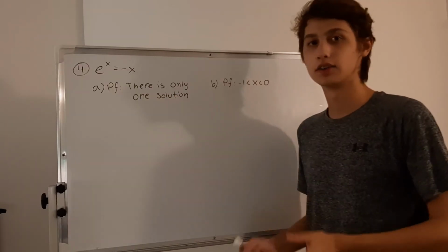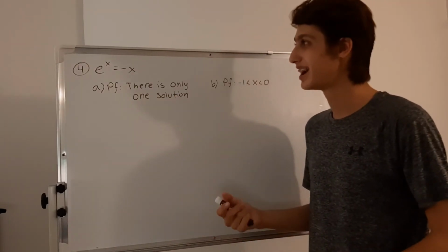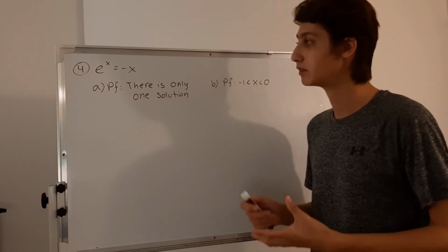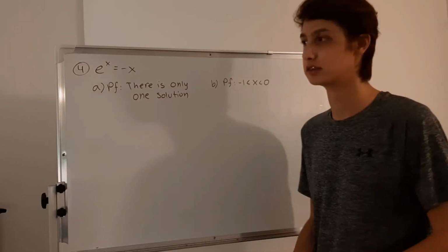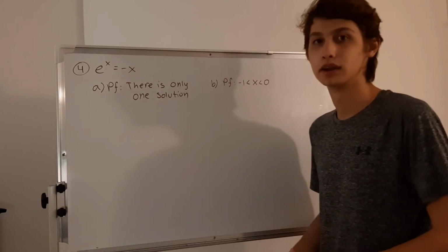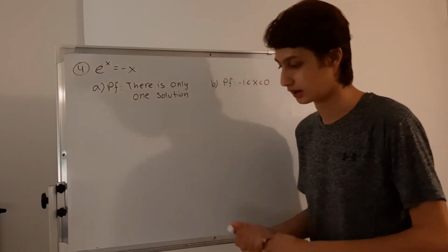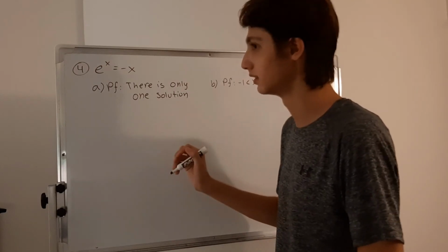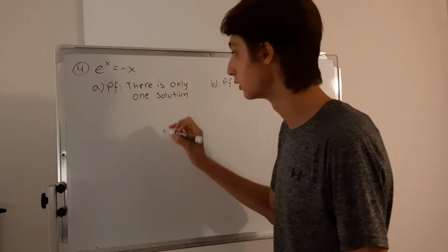Alright, so now we're given the equation e to the x is equal to negative x. And first we're going to prove that there is only one solution. Now you could do this through algebra, but I think the easiest way to do that is by graphing it, okay? Because these are functions that we can predict where they're going to go, okay?